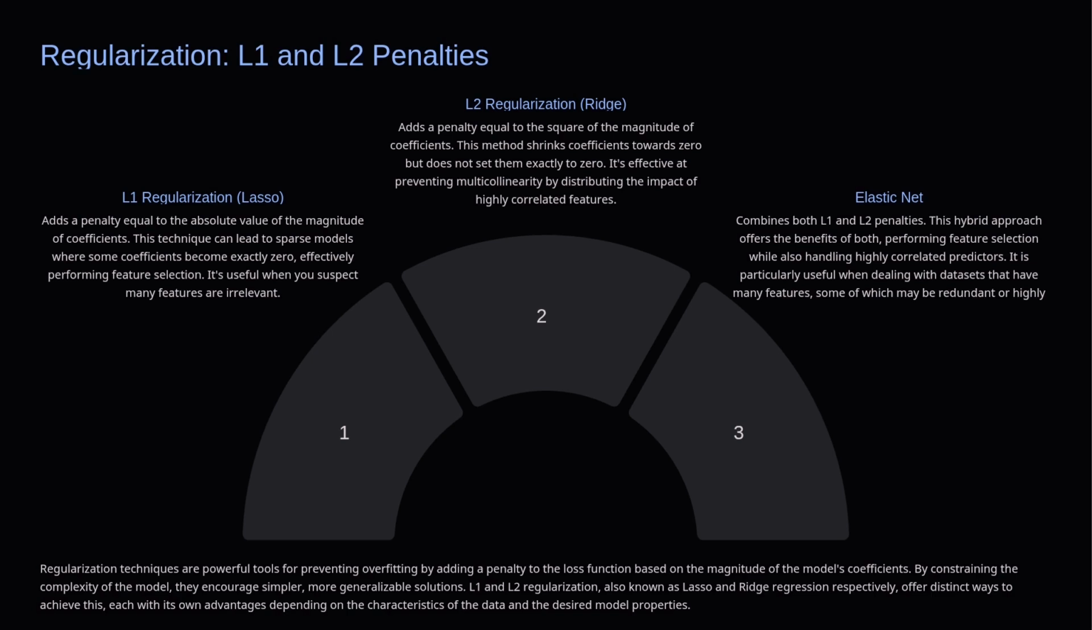The other one is L2 regularization, which is also known as Ridge. It penalizes squared values of coefficients. It shrinks them but never zeros them out. The third one is elastic net. It combines both. It's powerful when we have many features, some of which are correlated or irrelevant. So basically regularization doesn't just reduce overfitting, it often leads to simpler and more interpretable models.